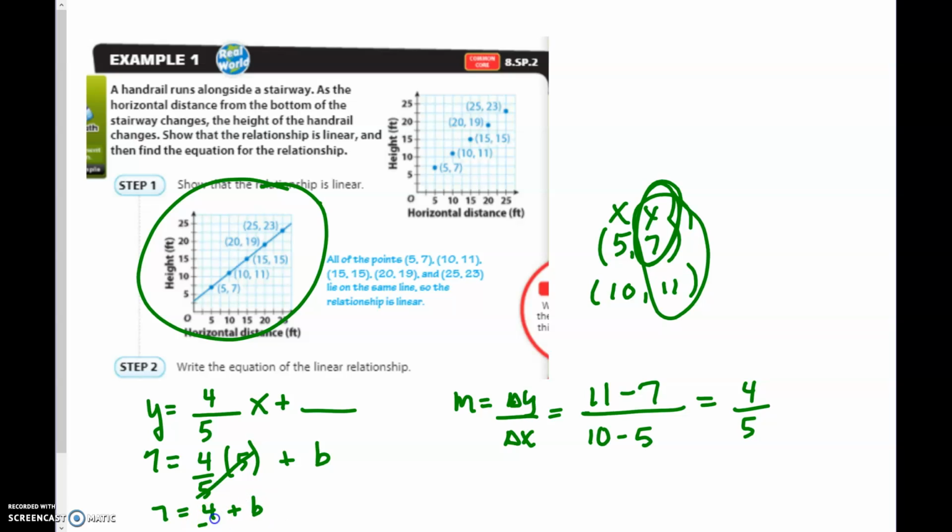Now I have to subtract 4. I'm kind of running out of room here. So 7 minus 4 is 3. So 3 equals b. Now make sure you go fill that in. So y equals 4/5 x plus 3. All right, so now we're writing the equation, and that's all they ask us to do. So here's our final answer of writing the equation of this chart.